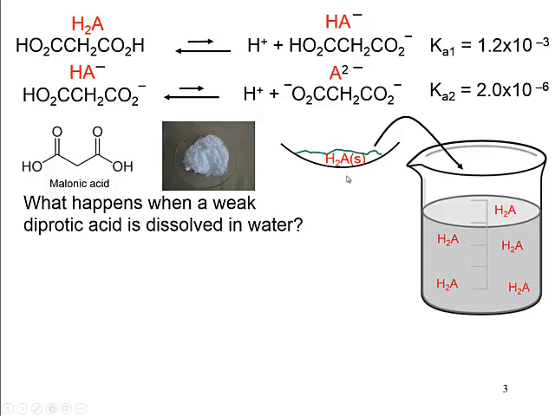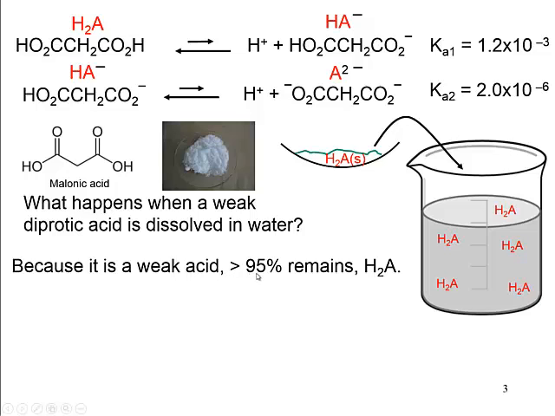So we are going to place into an aqueous solution some malonic acid. This is a weak acid, and so hardly dissociates at all. At concentrations of 1 molar, we would expect about 95% of the weak acid to remain in solution, and only 5% of the acid to dissociate into HA- and H+.